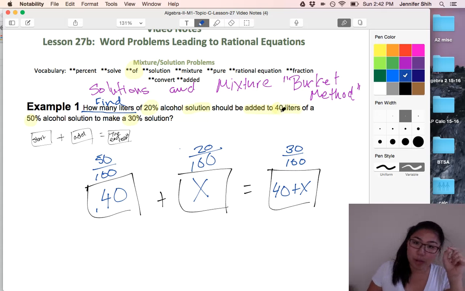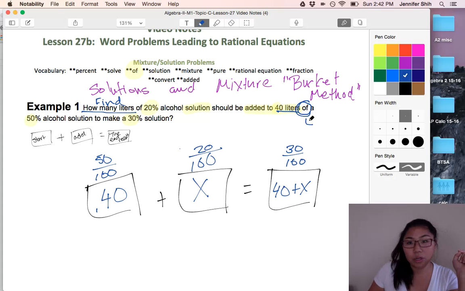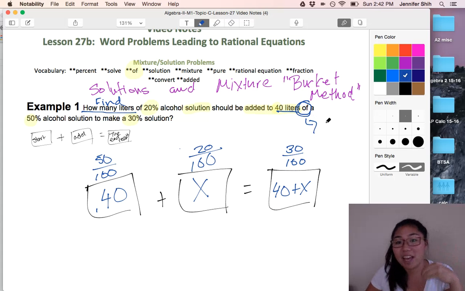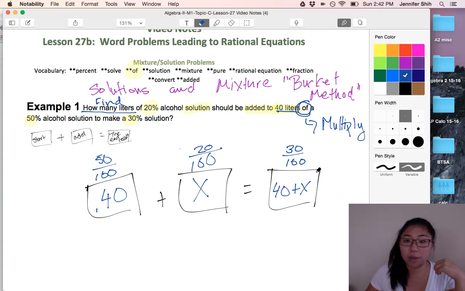In this problem, I also read 40 liters of. Of is a super important word. In our context in math, of means to multiply. Of means to multiply. So that's a big hint.